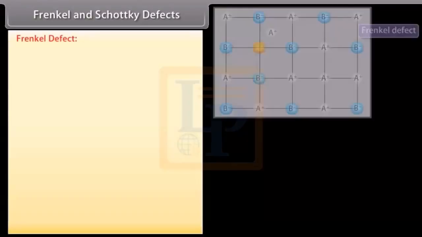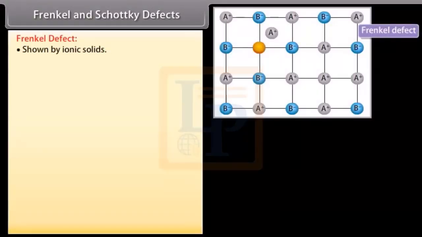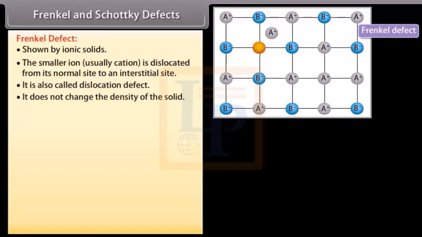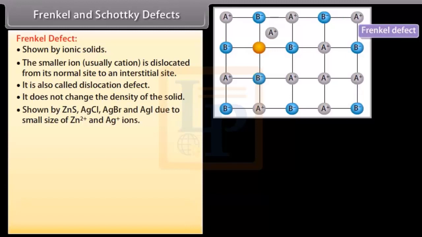Frenkel and Schottky defects. Frenkel defect, shown by ionic solids. The smaller ion, usually cation, is dislocated from its normal site to an interstitial site. It is also called dislocation defect. It does not change the density of the solid. Shown by ZnS, AgCl, AgBr and AgI due to small size of Zn2+ and Ag+ ions.